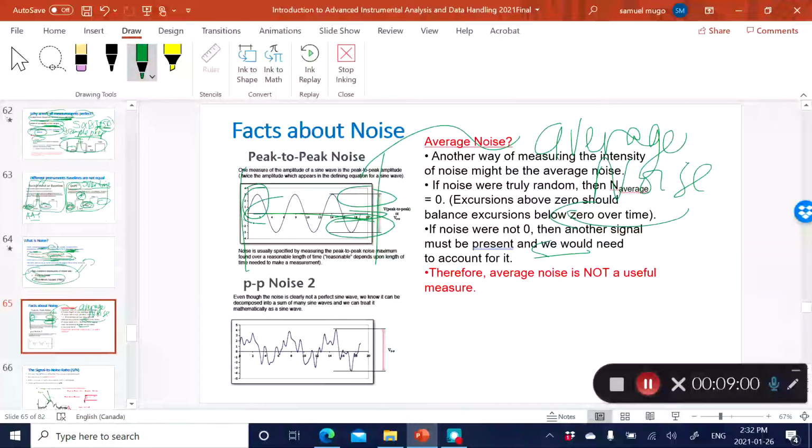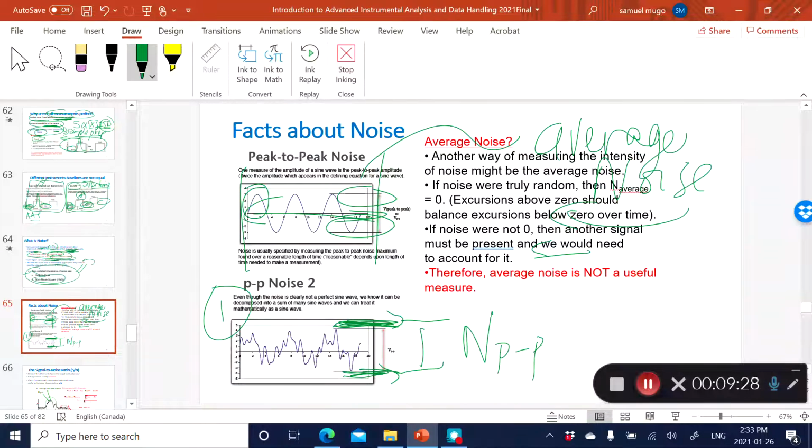And so an acceptable method of calculating noise is what you refer to as a peak-to-peak noise calculation. And of course, it's not very ideal either. So this is where you get the largest signal coming from the blank or coming from the noise. And then you get the lowest signal that is coming from the noise. And then you just take the difference between the two. And the difference between the two is what you refer to as noise calculated as peak-to-peak. Fairly straightforward.